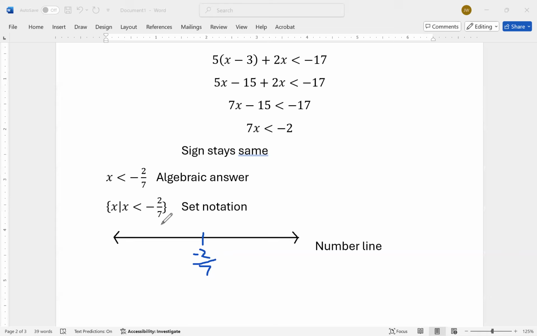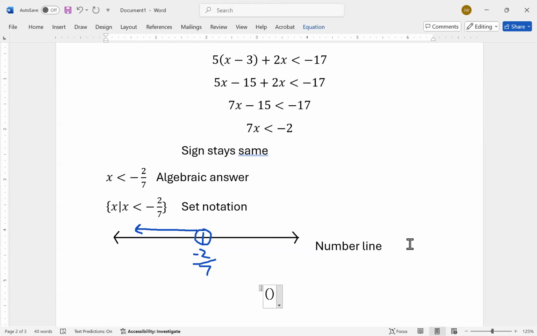I do not want those x values to equal negative 2/7 because I don't have an equality symbol in my inequality. So I'm going to draw an open circle around negative 2/7, and I'm going to put an arrow to the left. Some people put thicker arrows, some people put thinner arrows, but this is what you would do. So that's the number line notation. And then lastly is the interval notation.